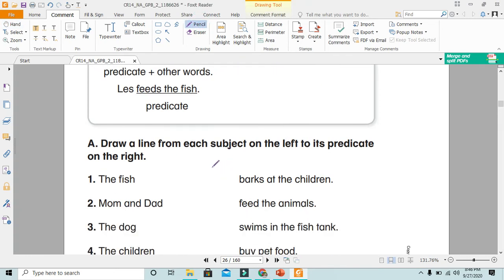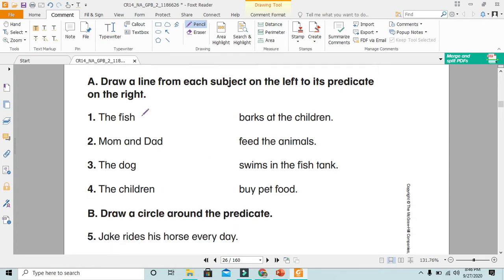Draw a line from each subject on the left to its predicate on the right. Here, number 1, the fish. Number 2, mom and dad. Number 3, the dog. Number 4, the children. Look at number 1, the fish. What can the fish do here? Bark at the children, or feed the animals, or swims in the fish tank, or buy pet food. Yes, so here, match number 1 with swims in the fish tank. Swims in the fish tank, this is the predicate.